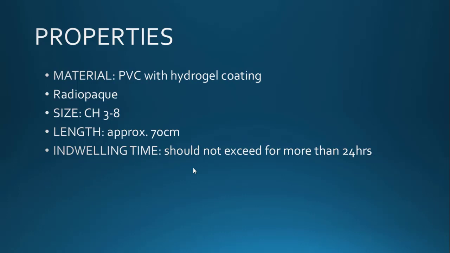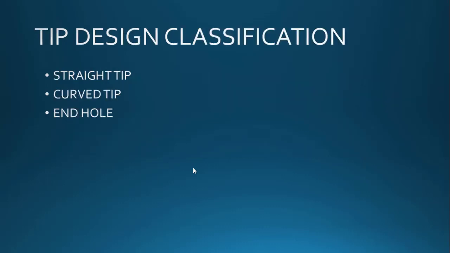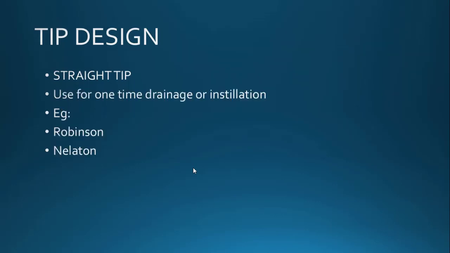They are radio opaque and usually available in sizes of French 3 to 8, and their length is approximately 70 centimeters. Their indwelling time should not exceed 24 hours. On the basis of the tip design, there are straight tip, curved tip, and end hole. Straight tips are basically used for one-time drainage or instillation, for example Robson and Allison catheters.